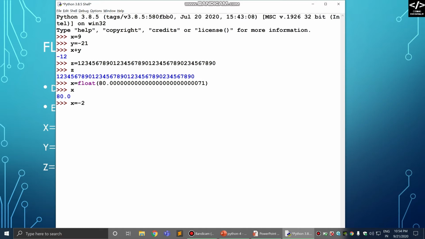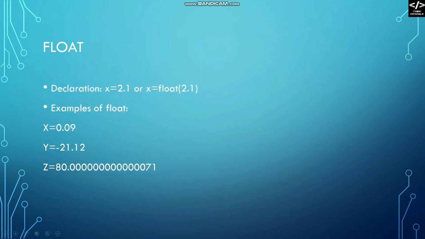Okay, so let's see other examples. x equals minus 2.1, y equals 0.09, x plus y equals, okay. So these are all examples of float values.